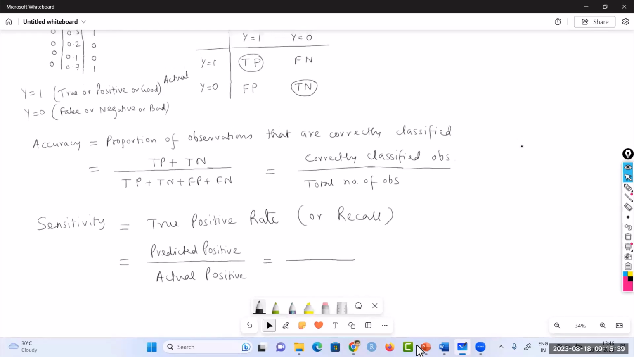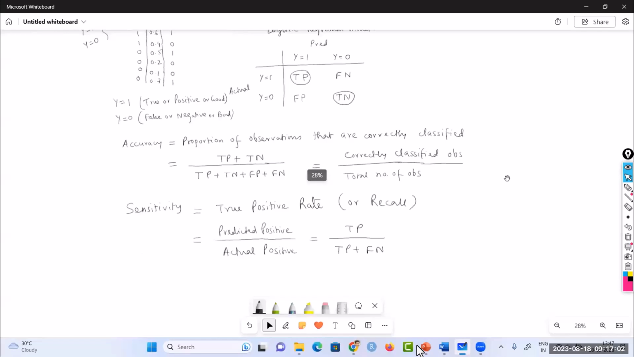So actual positive means true positive plus false negative. How many are predicted as positive? That is y equals 1 out of this actual positive. So true positive. So this is about sensitivity. Now coming to the other metrics here.